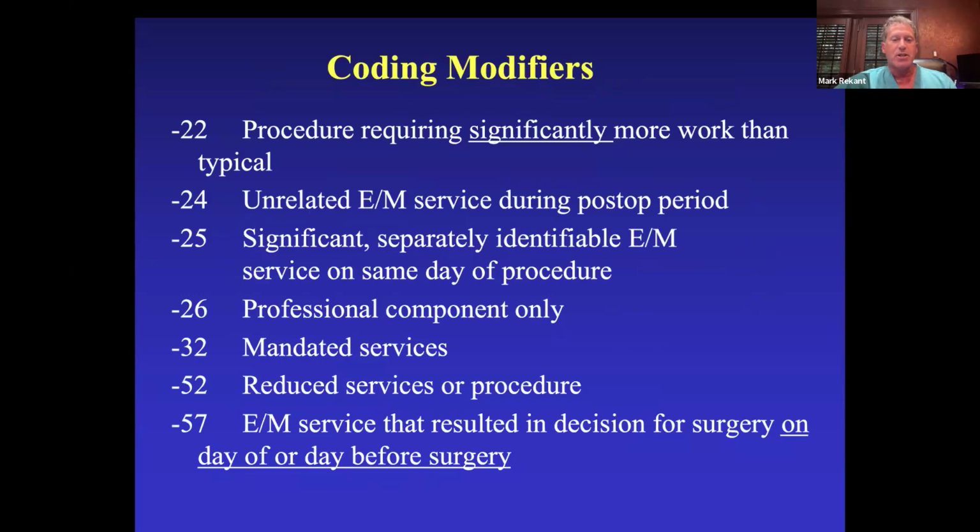22 is a procedure that requires significantly more work. 25 is important, and we'll see why this is important. It's a separate service provided on the same day. 57 includes a decision for surgery on the day of surgery.